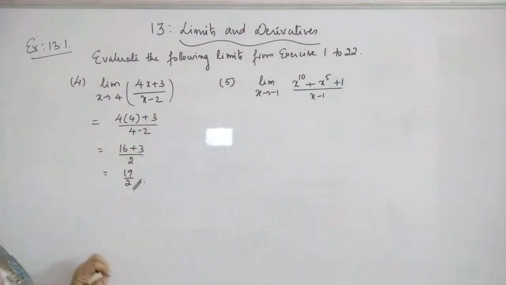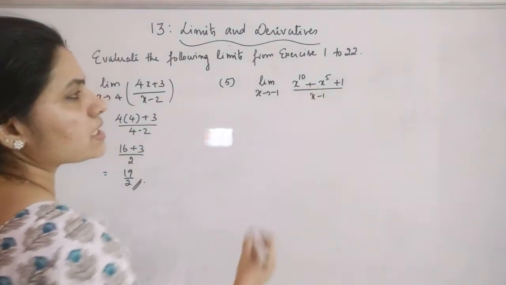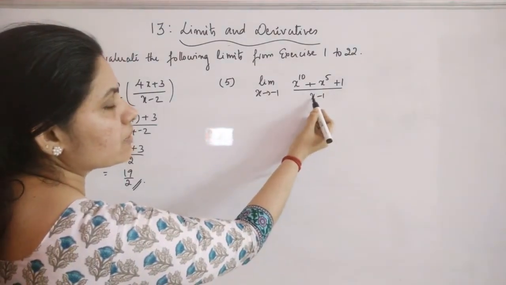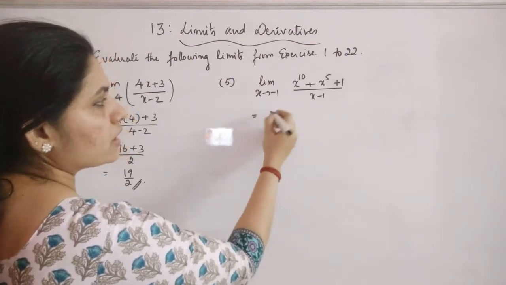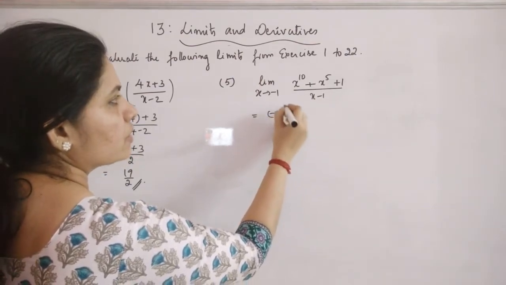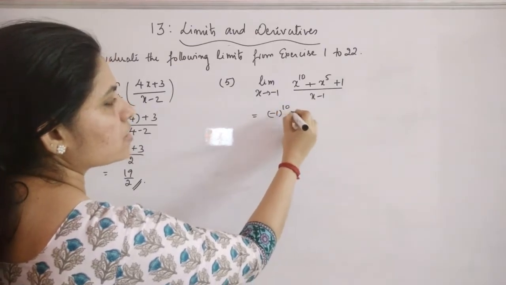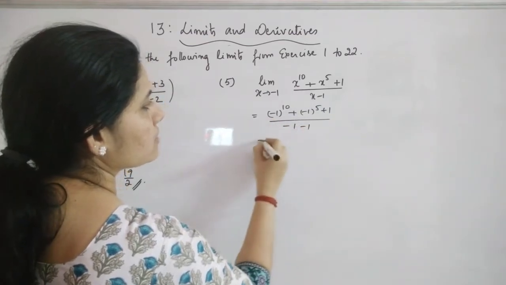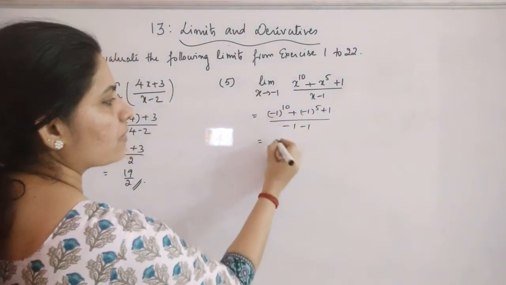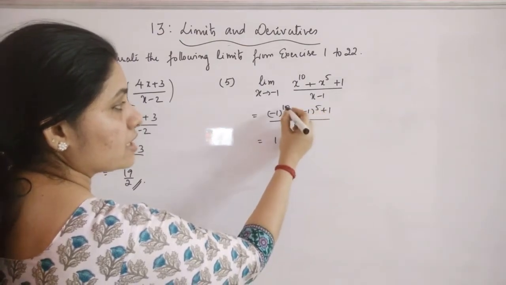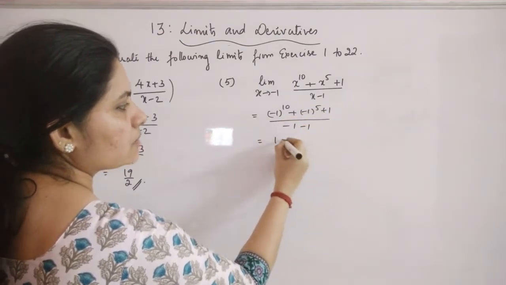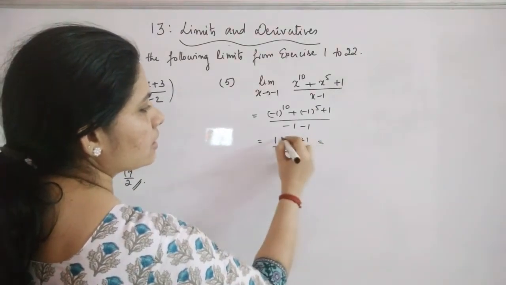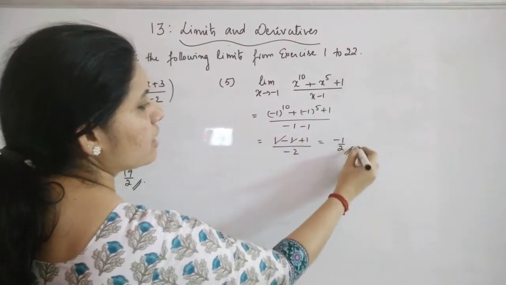Now fifth one, in which you have limit x tends to minus 1 of x raised to 10 plus x raised to 5 plus 1 divided by x minus 1. Here again you can just see that if you replace with minus 1, the denominator is not giving you 0, so you can replace the value with what is given in the limit. So it is minus 1 raised to 10 plus minus 1 raised to 5 plus 1 divided by minus 1 minus 1. Here it is an even power, so it is 1, and this is an odd power, so it is minus 1. This is 1 divided by minus 2, so you are getting minus 1 by 2 as the answer.